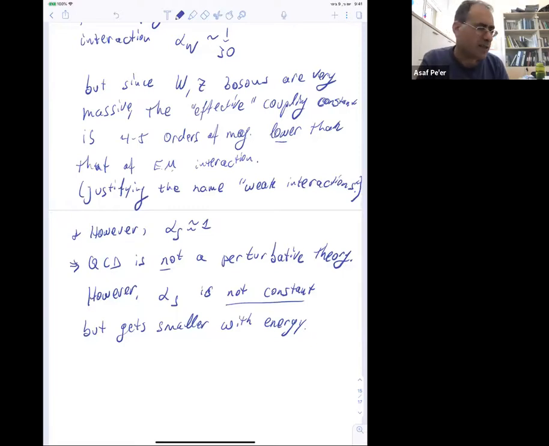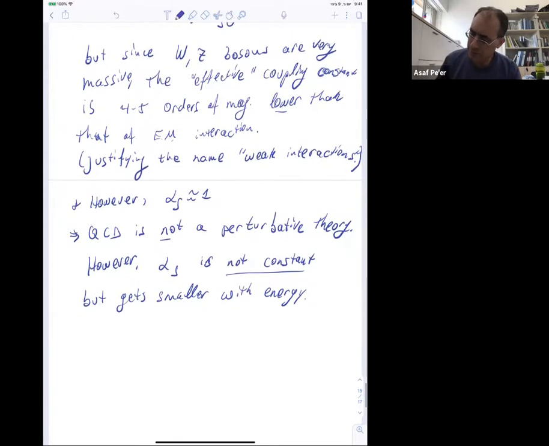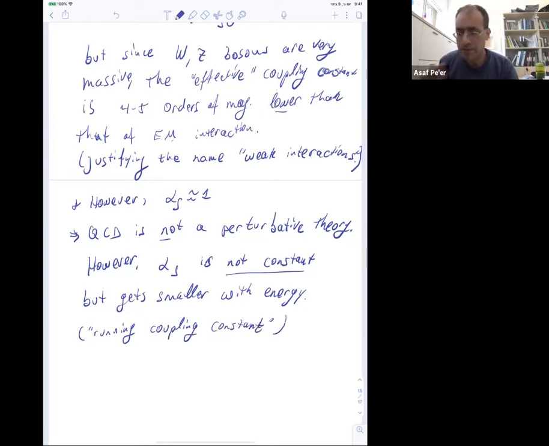This is due to the nature of the interaction of the strong force, of the gluons, that they can interact with each other because each of them carries a different color. So we'll discuss more about that. This is known as the running coupling constant. And I'll discuss that, I hope, next week. Not next week, on Thursday, I hope. If not, then shortly afterwards.